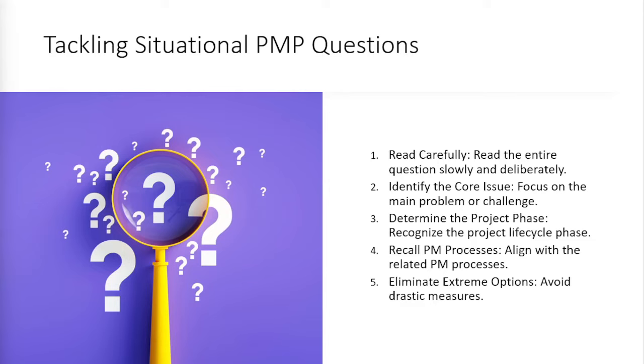Where am I? Am I in initiating? What happens after that? Am I in planning? Where could I not be based on what this question says? What could I not do immediately? You have just completed the authorization document for the project. What should you do next?